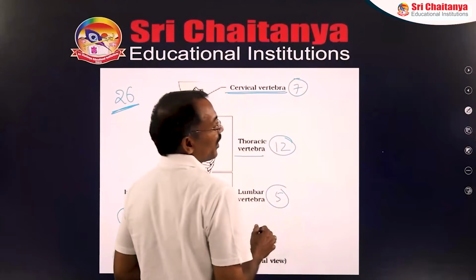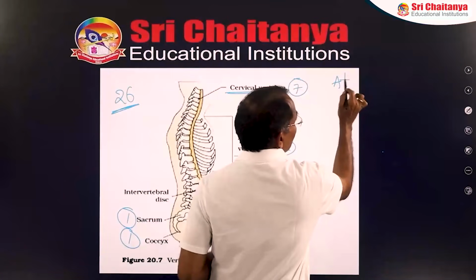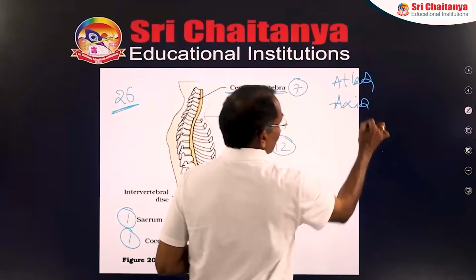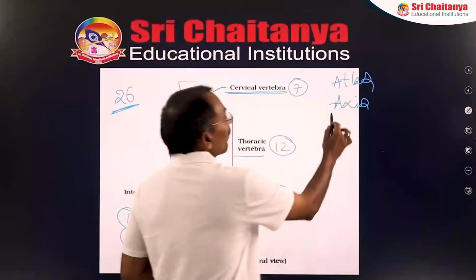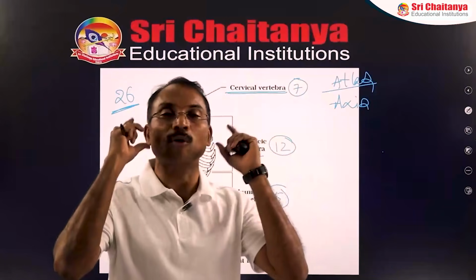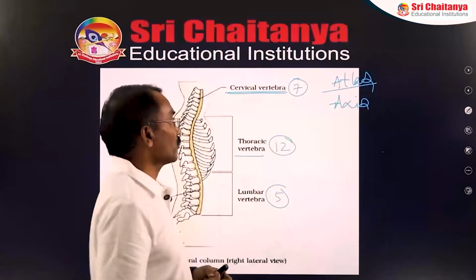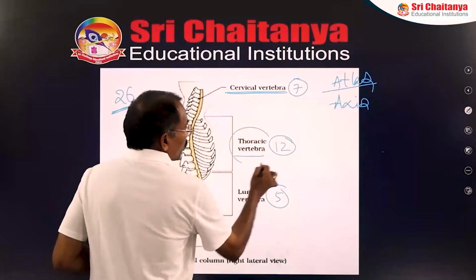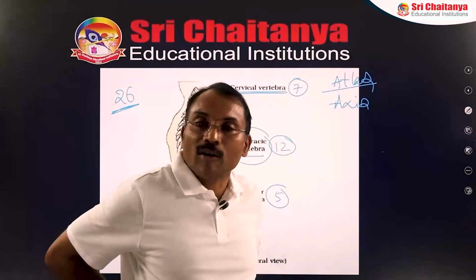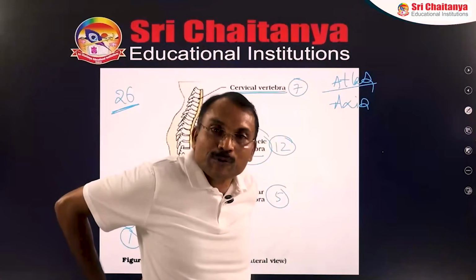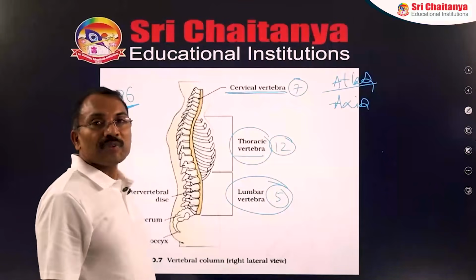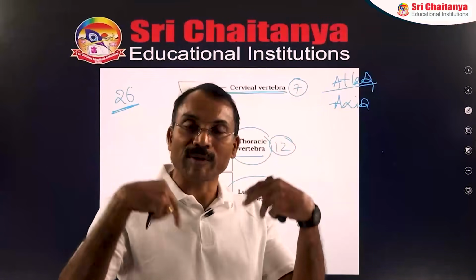The first cervical vertebra is called atlas. The second cervical vertebra is called axis. The first cervical vertebra, atlas, articulates with the occipital condyles of the occipital bone of our cranium. Right. Thoracic vertebrae, 12 thoracic vertebrae. These thoracic vertebrae provide surface for attachment of the dorsal ends of ribs. And lumbar vertebrae. These lumbar vertebrae are the strongest vertebrae in our vertebral column.